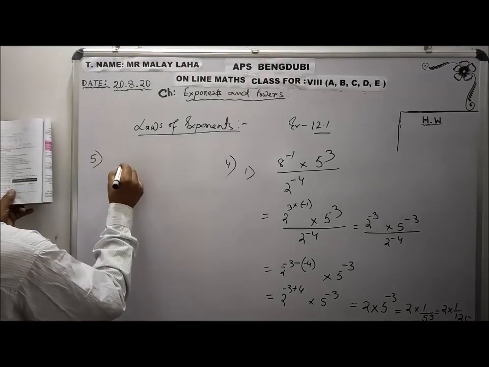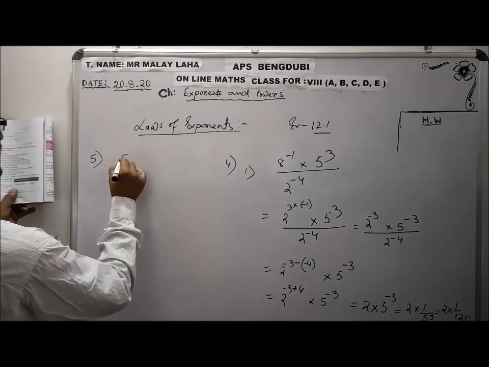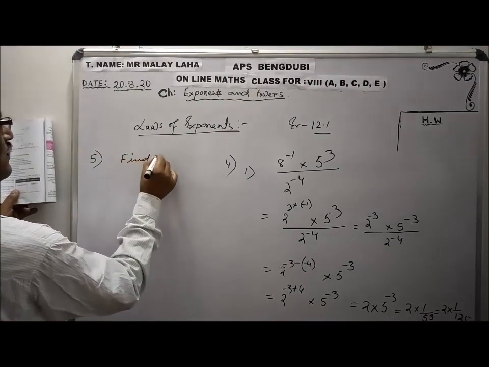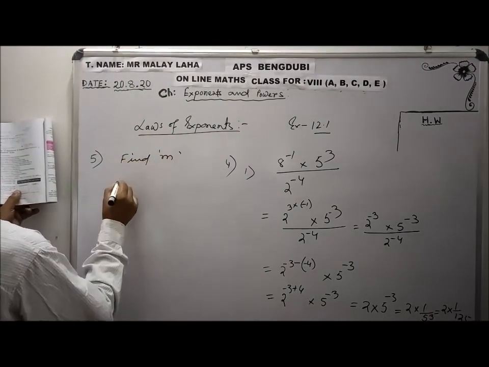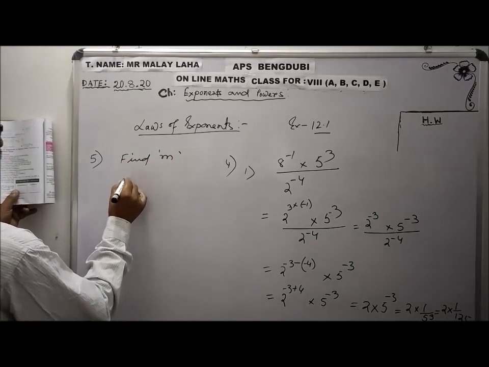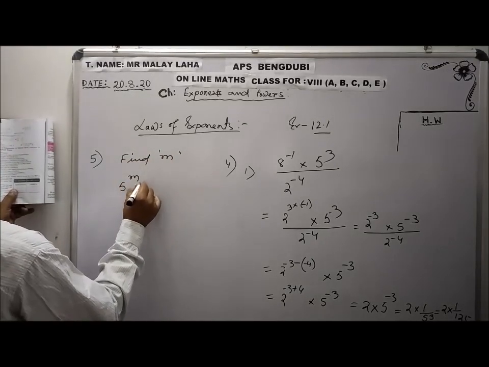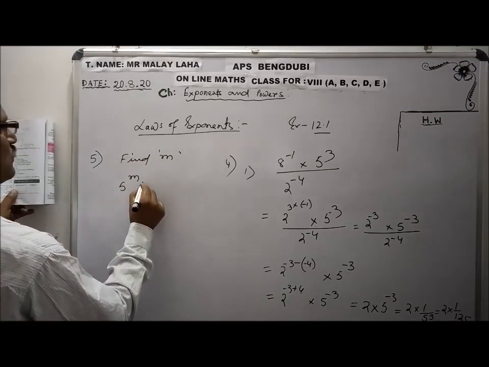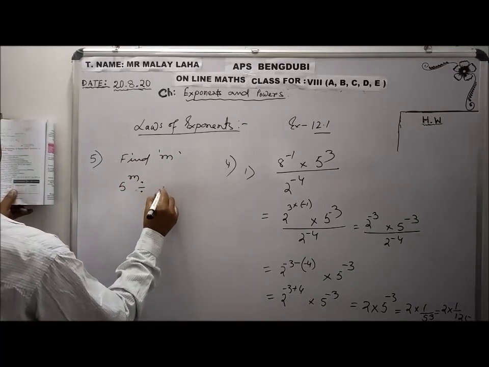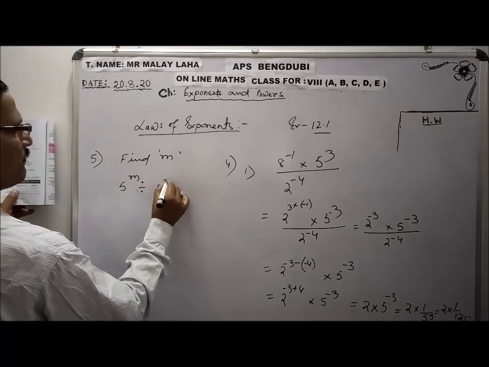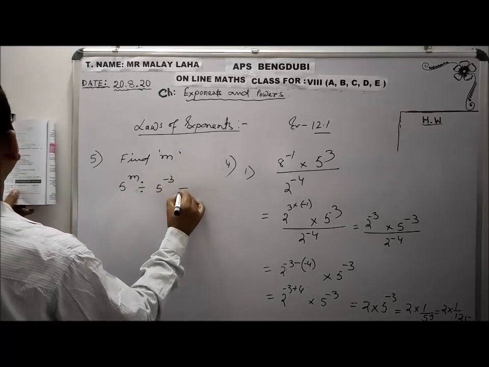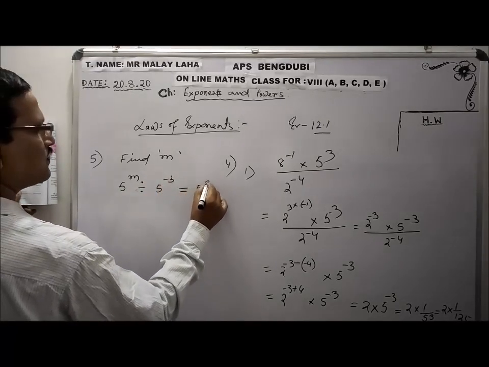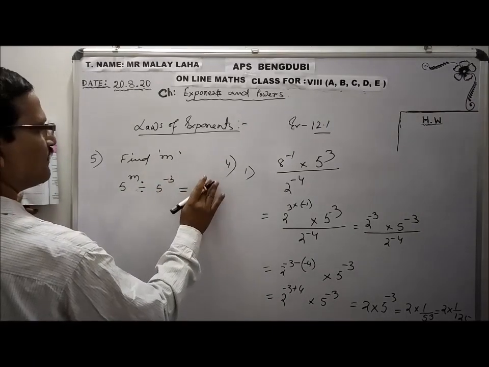Find the value of m. Find m. Let me write it down. Find the value of m, where 5 raised to m divided by 5 raised to minus 3 equals 5 raised to 5.